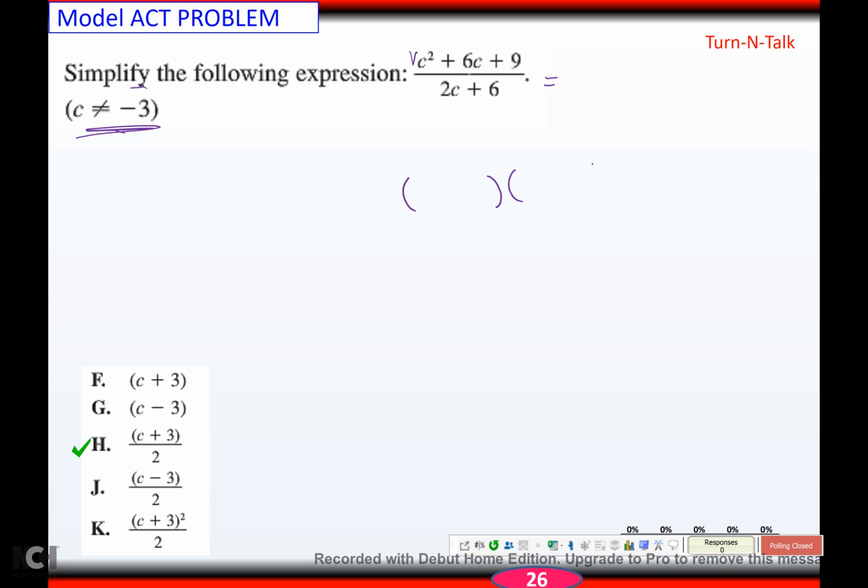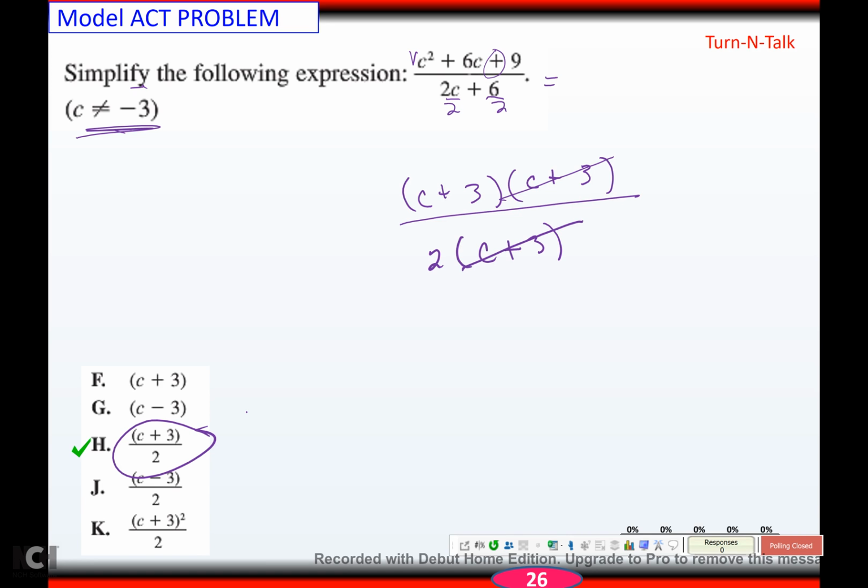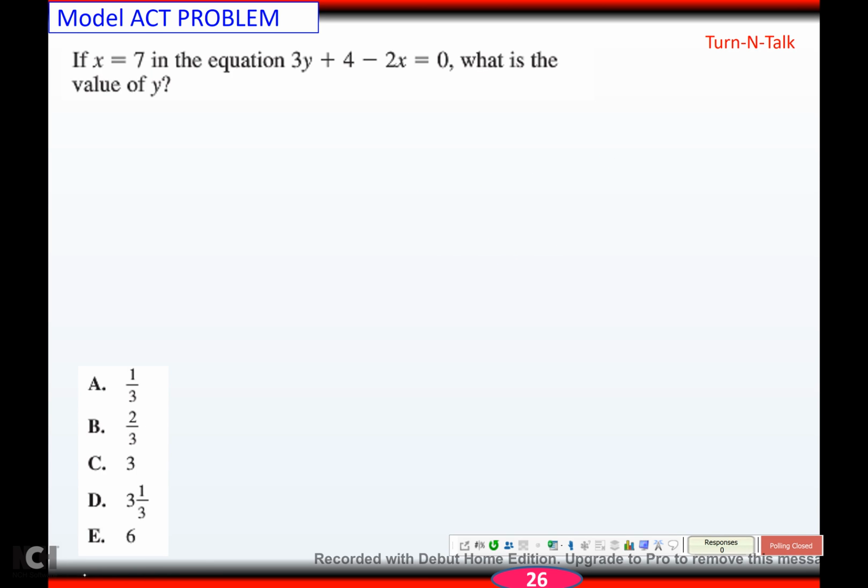So factors of 9 that make 6 would be 3 and 3. C is positive, so they both take the middle. On bottom, I can GCF a 2 out. If I divide by 2, divide by 2, that leaves C plus 3. That will cancel one of them on top, and I end up with C plus 3 over 2. Okay? Alright, try this one. Hit pause, come back when you're ready.